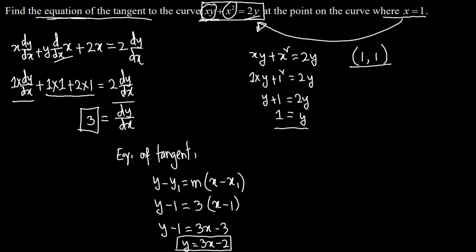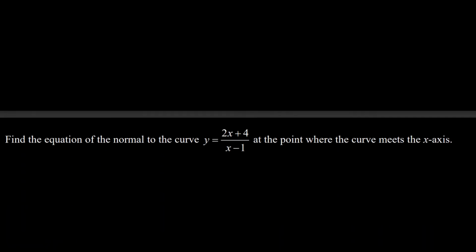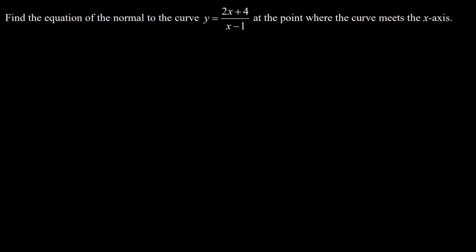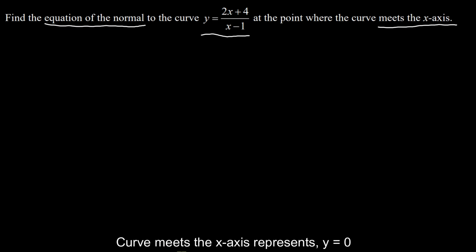Hope you understood this question. Another question I prepared for you to solve. Read the question: find the equation of the normal. This is again the equation of a normal, where one curve equation is given, at the point where the curve meets the x-axis. We all know meets the x-axis means we need to consider y equals 0. So by considering y equals 0, we can find the value of x from the main equation, so you can write (2x + 4)/(x − 1). We are considering y equals 0 because it meets the x-axis. In this way you can find the coordinate.